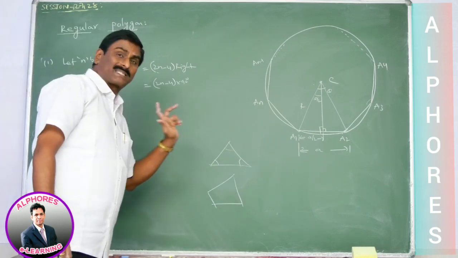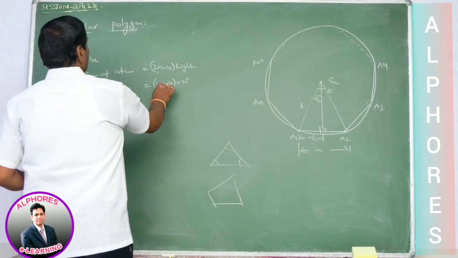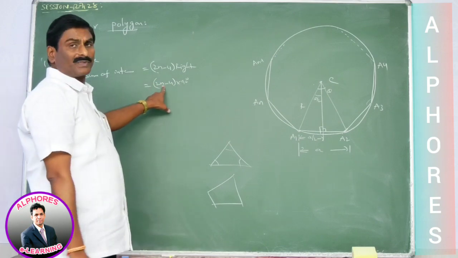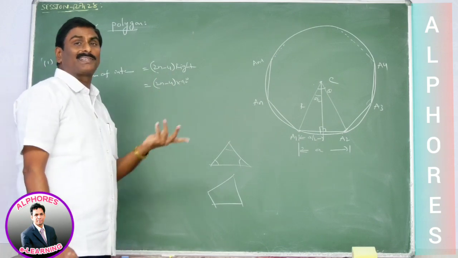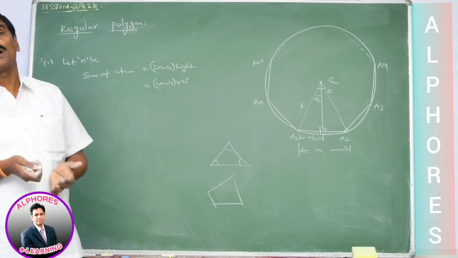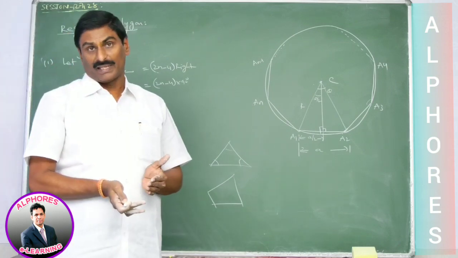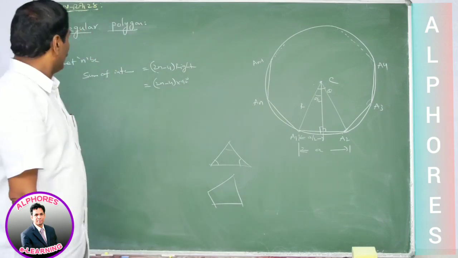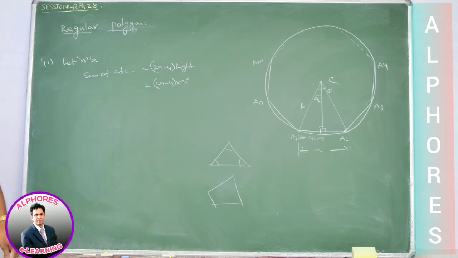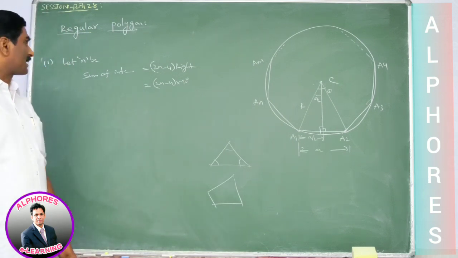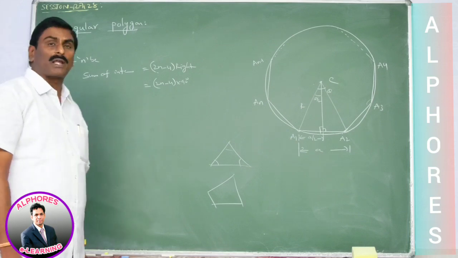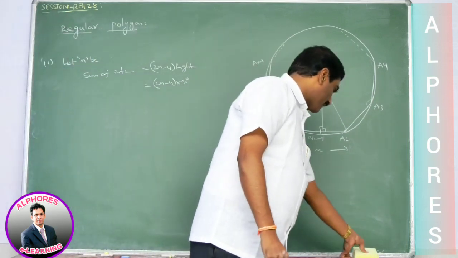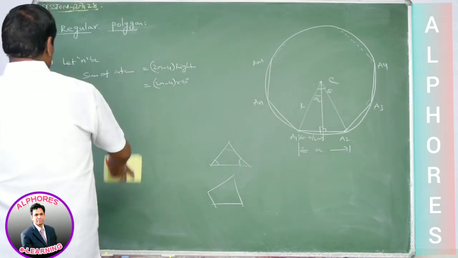In this case, we have 4 sides. Put n equal to 4. n equal to 4 means 2 into 4, 8, minus 4 means 4. 4 into 90 is 360. In this way, we find the sum of the interior angles of any polygon. Let n be the number of sides or number of vertices of a polygon. Then the sum of the interior angles of the polygon is equal to 2n minus 4 right angles, that is, 2n minus 4 into 90 degrees.